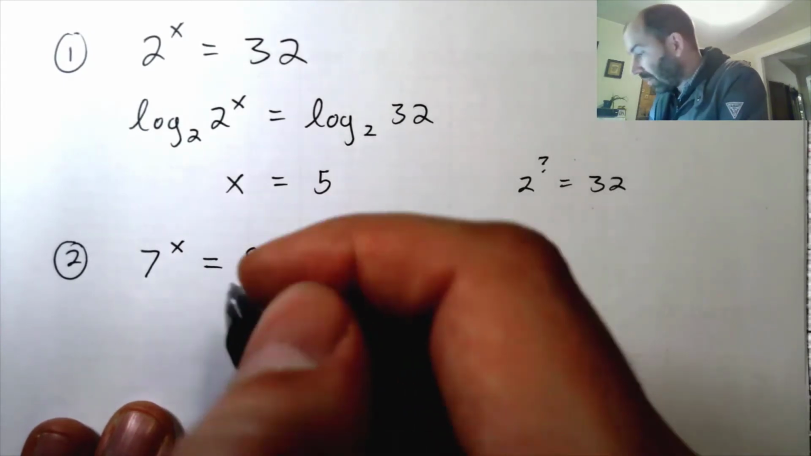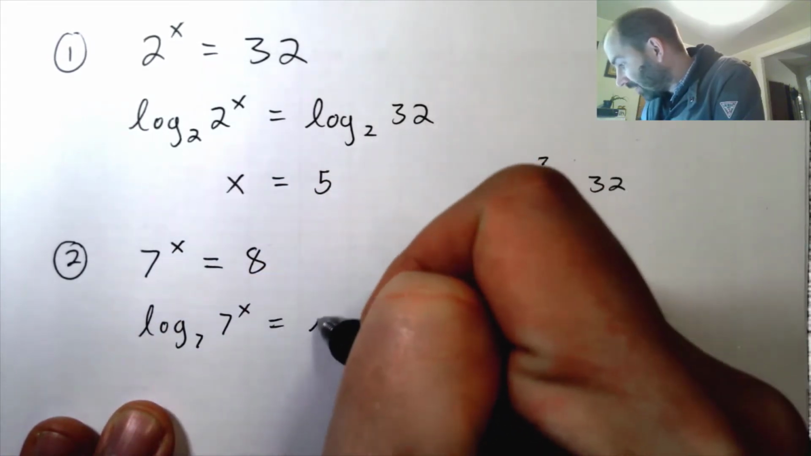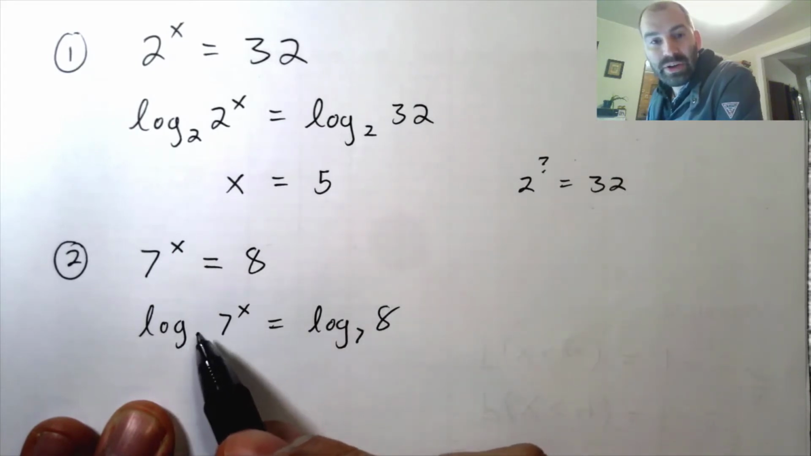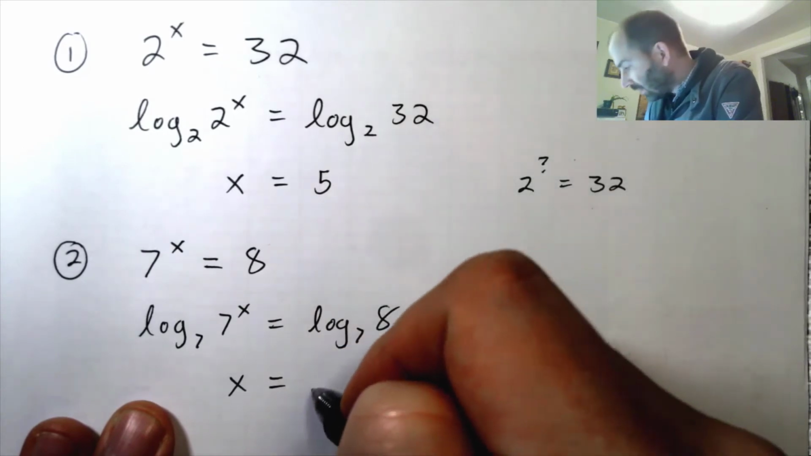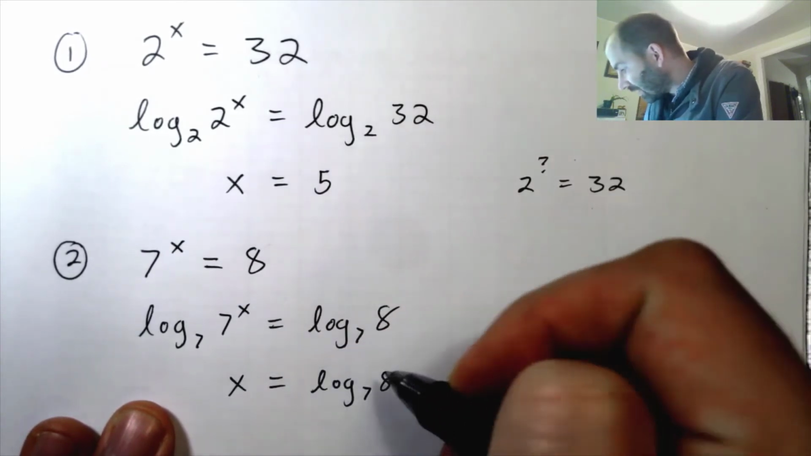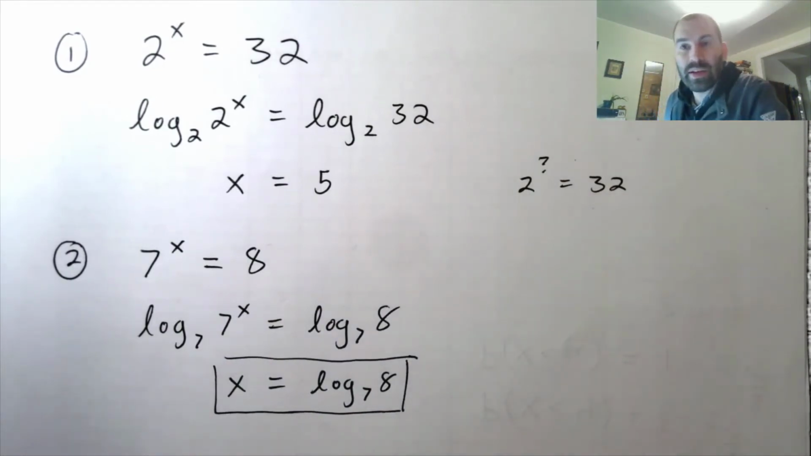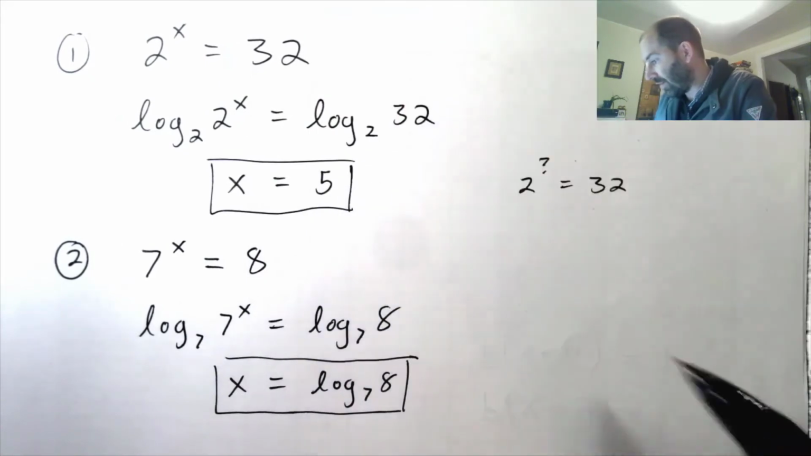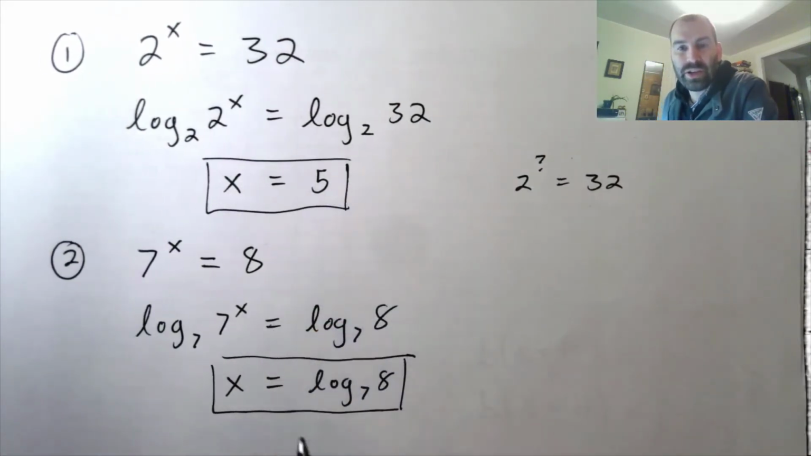So we'll do the same thing. I'm going to take log base 7 of both sides, and because these are inverse functions, that just becomes x. And so my answer is this: x equals log base 7 of 8. And that's how I would write my answer. Just like the answer up here was 5. Here we were able to simplify this and just get an integer. Here you can't do that.